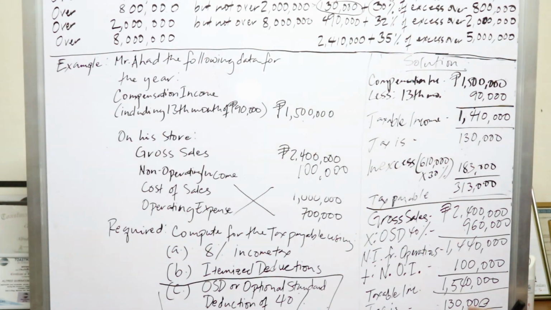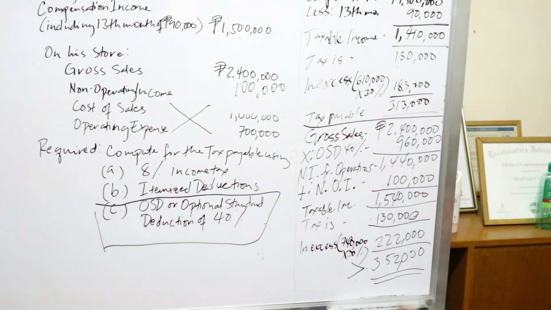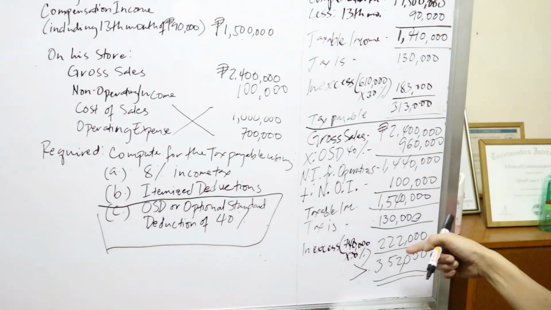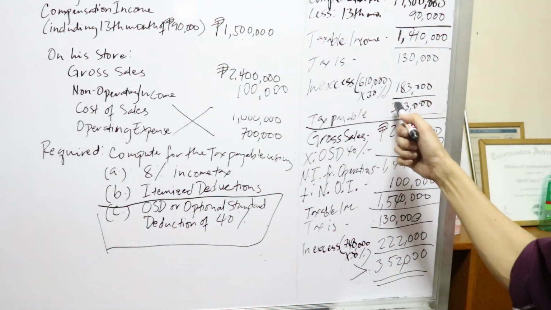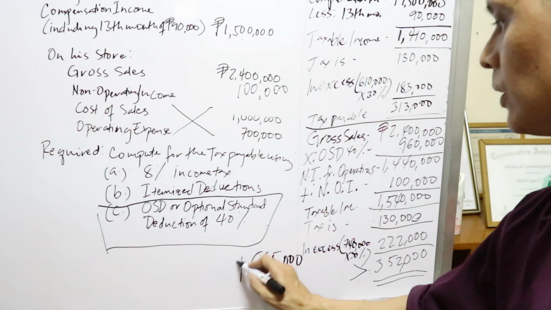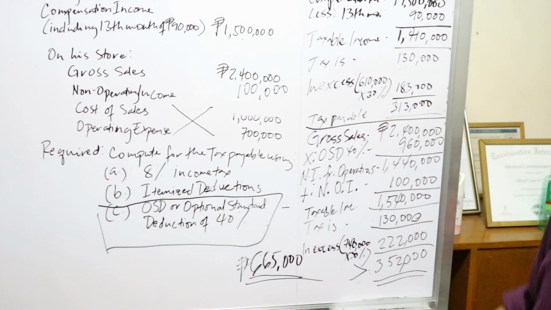Okay, so 222,000 plus 130,000, this will give you 352,000. Ito yung tax na babayaran mo, 352,000. Nakikita ba? There you go. 352,000 yung tax mo dun sa gross sales, sa sales mo. I-add mo siya dun sa 313,000 yung nakuha natin dun sa compensation. This will give you a total tax of 665,000. So, this is your total tax using yung tinatawag na OSD or Optional Standard Deduction.